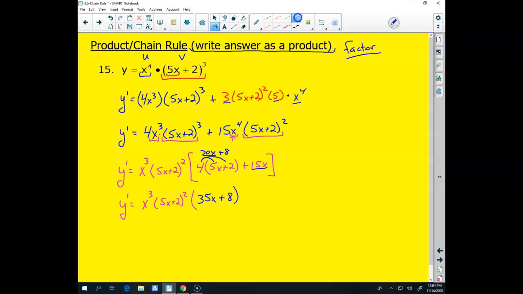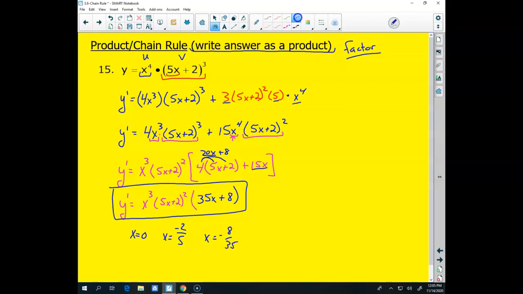And there I am, completely simplified and factored. Well, why is it important to see that? Well, hey, check it out. I can see I have flats when x equals 0. I can see I have flats when x equals negative 2/5. I can see I have a flat when x equals negative 8/35. So I can solve that for 0.